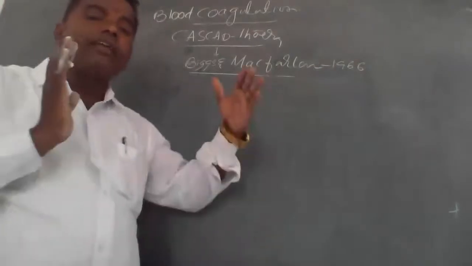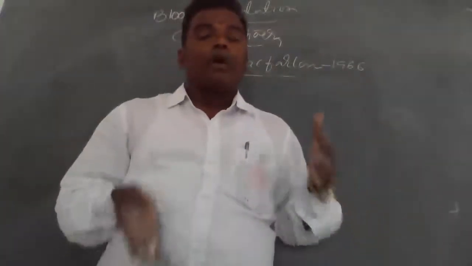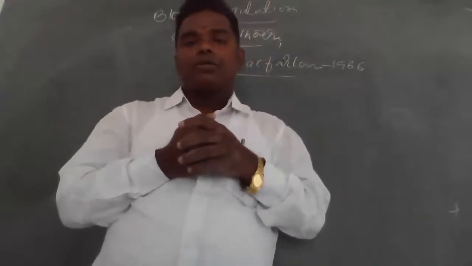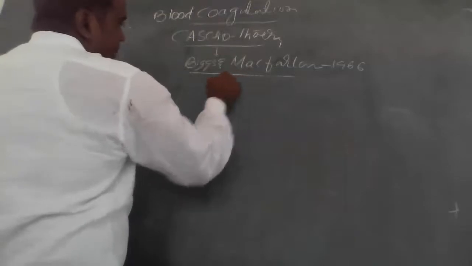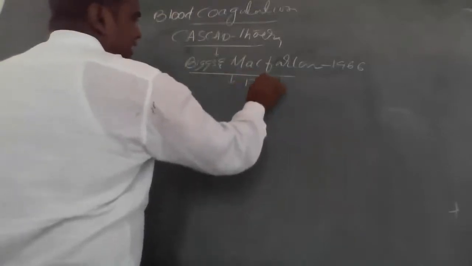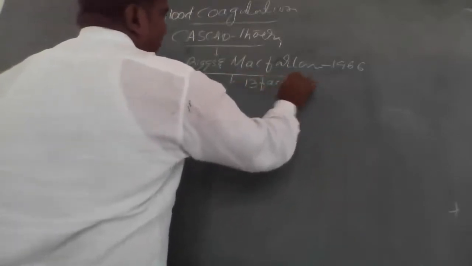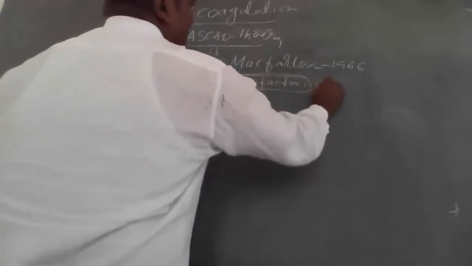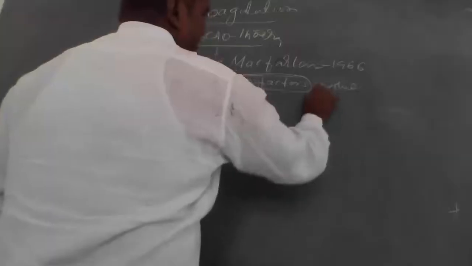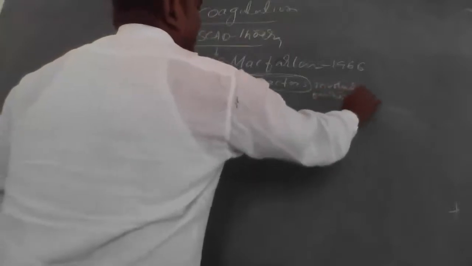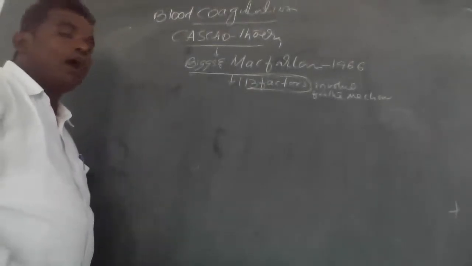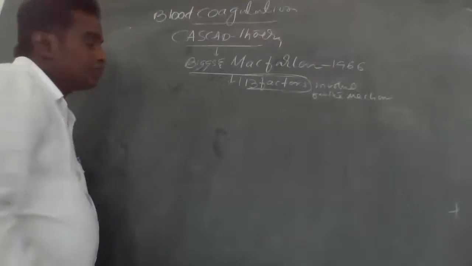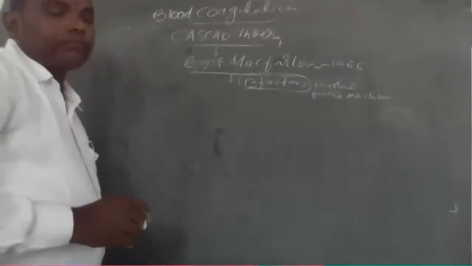Remember one thing: this cascade theory was discovered by Biggs and McFarlane, scientists, in 1966. According to this cascade theory, the Biggs and McFarlane theory, how many factors are involved? 13 factors are involved in the mechanism. Very important. What are those 13 factors? Number one, what is it?